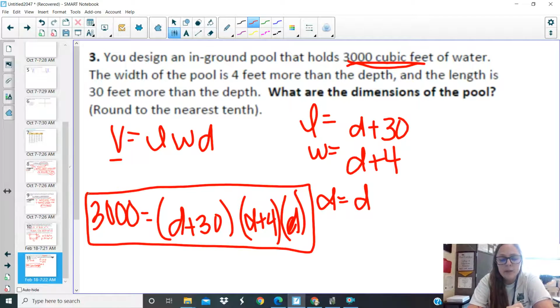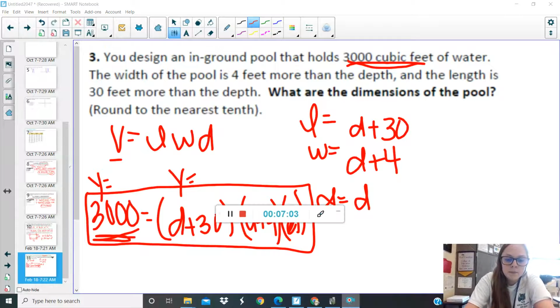So to do that, I'm going to put these different things in Desmos and graph. So we're going to have one y is going to equal 3,000, and our other is going to equal this equation, the d plus 30 times d plus 4 times d. And then since we know one of our y values is going to be 3,000, we also know we're going to have to zoom out a lot on this one.